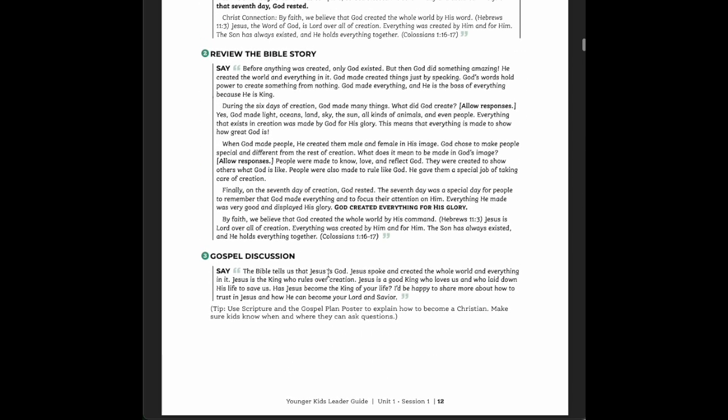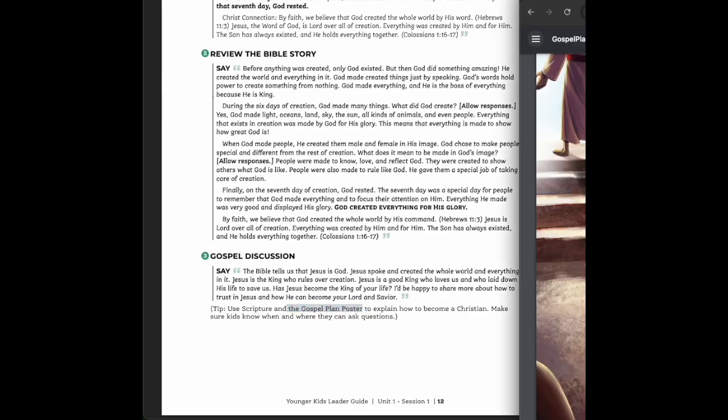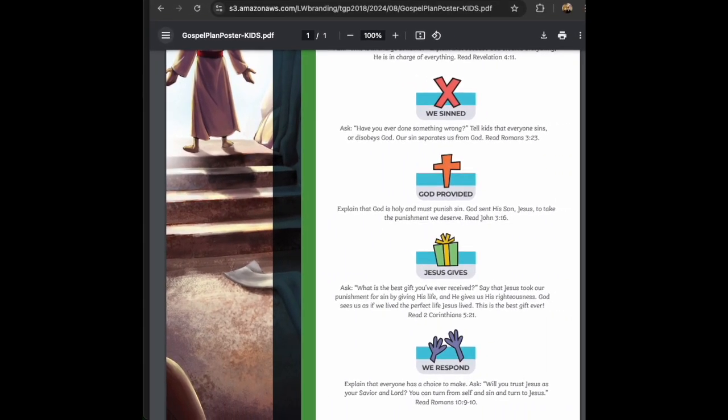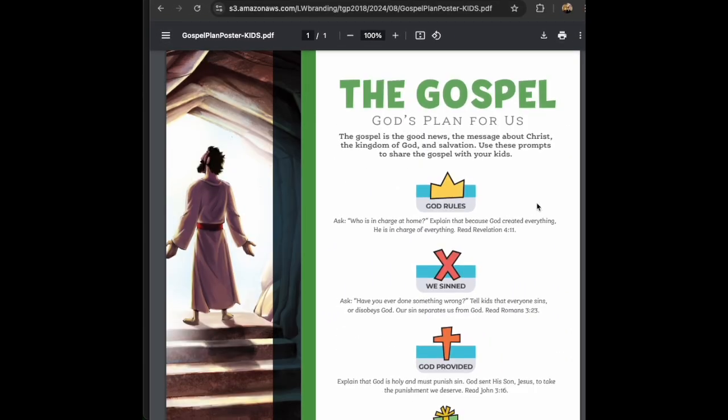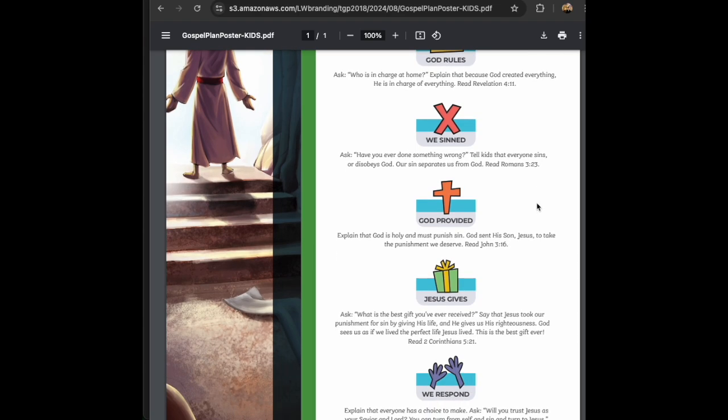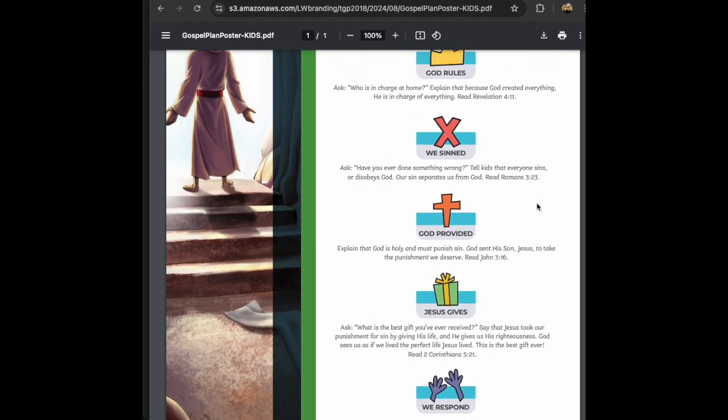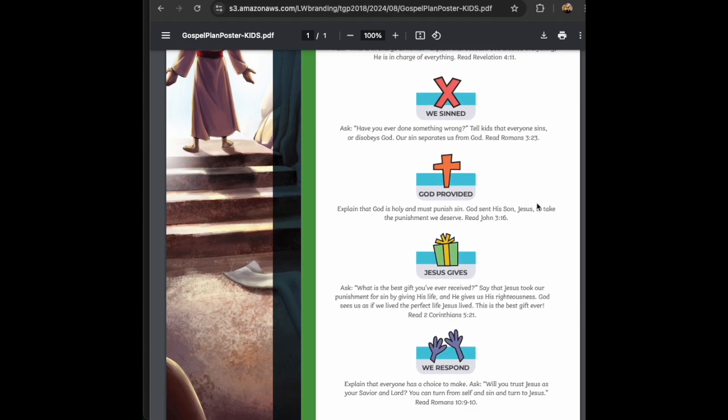Another part, the gospel discussion. It says to use the gospel plan poster. And this is only for kids. I don't think there is a gospel discussion section for the preschool age, but I wasn't able to find this plan poster in the link, but I was able to find it online. And it looks like this. For preschool, it's much simpler, but you could follow this poster to share the gospel with them. And I could link this as well.